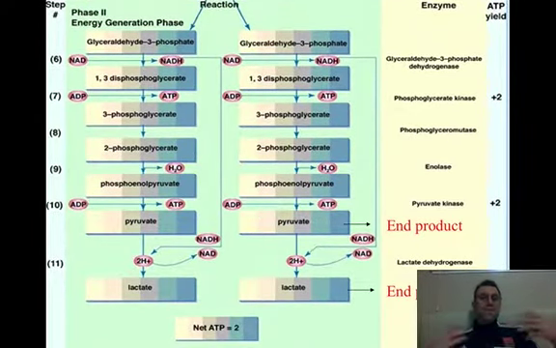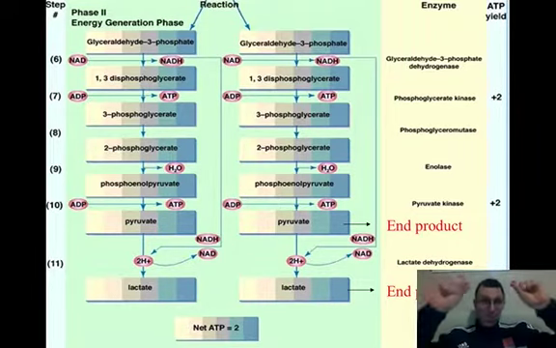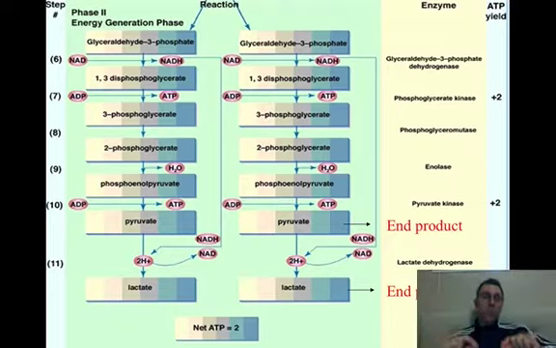All right, so phase 2. Phase 2 is called the energy generation phase. It gives you a hint. We finally get some energy back. Everything happens in duplicate now. Because we have 2 three-carbon molecules, they go through the same process, but because there are 2 molecules now, everything happens twice, essentially.